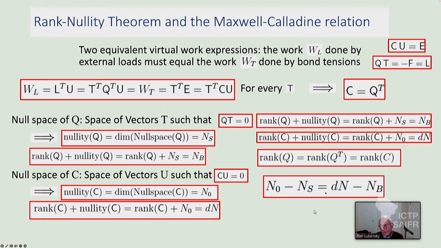It tells us that if we know the number of zero modes and the number of states of self-stress, the difference must be equal to Dn minus NB. And this is a general relation that doesn't apply only to Maxwell lattices.